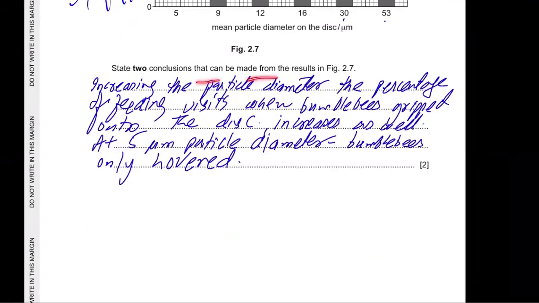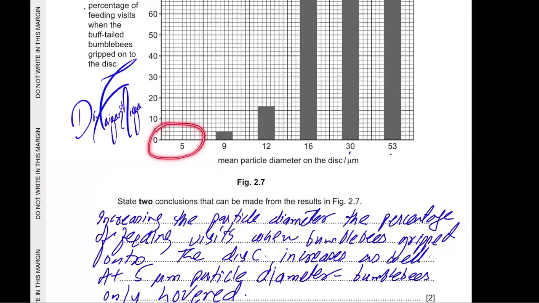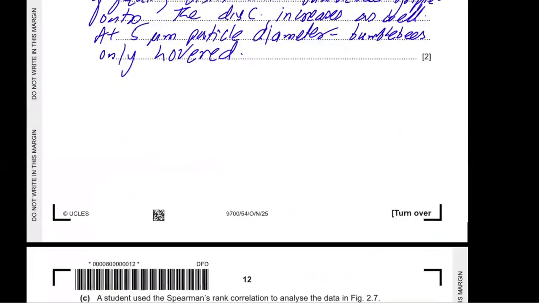State two conclusions that can be made. So increasing the particle diameter increases the feeding visits where bumblebees gripped onto the disc. At the 5 micrometer particle diameter, bumblebees only hovered, so you can see that here they are not gripping it at all. So when you increase the particle diameter, they start to grip it.